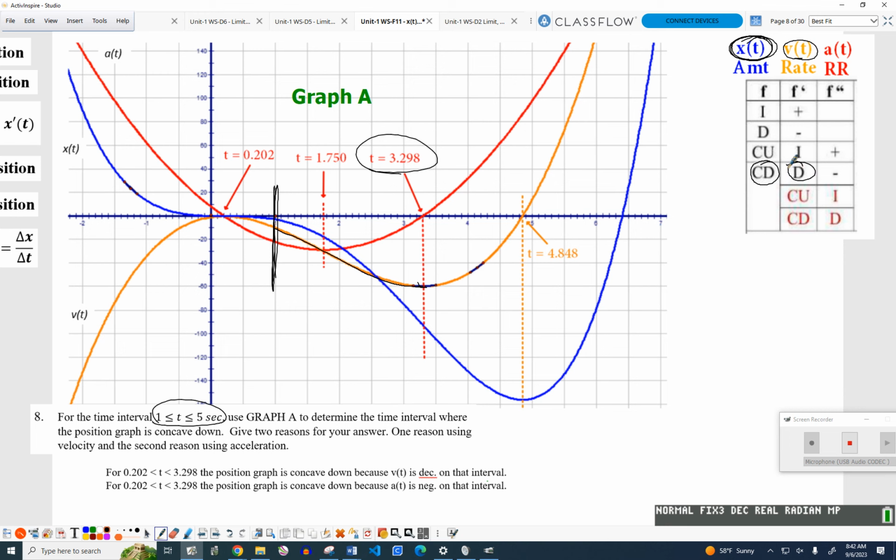Although on the graph as a whole, from 0.202 to 3.298, all of that is when the position graph is concave down. Wouldn't we just put for our answer from 1 to 3.298, because that's the time interval? Or does that make sense? Yeah, that's actually a mistake. 1 to 5. You are correct. I did that wrong. I looked at the whole thing and I kind of forgot about this. That's well said.